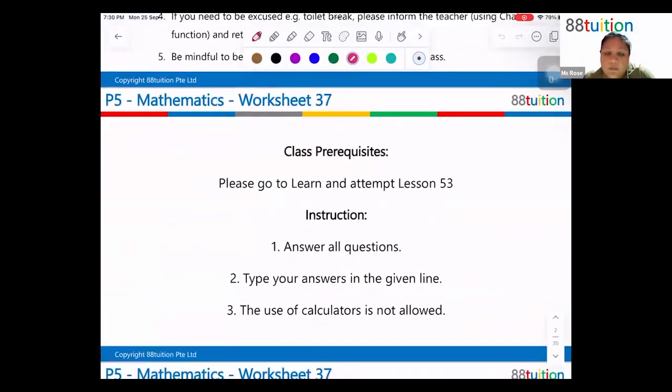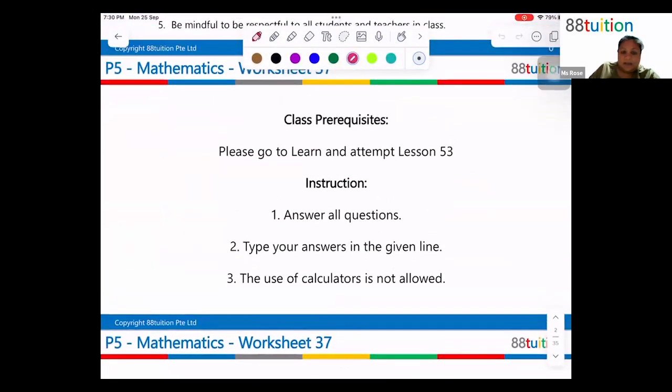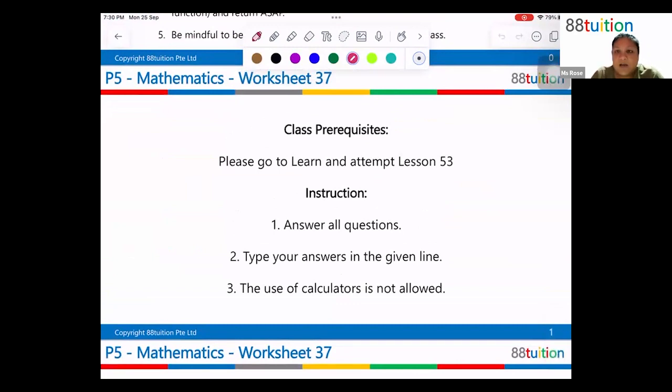Okay, so we are at lesson number 53. I hope you all managed to do it. Not all of you managed to do it, but I think there's a lot more of you doing this question. Well done.